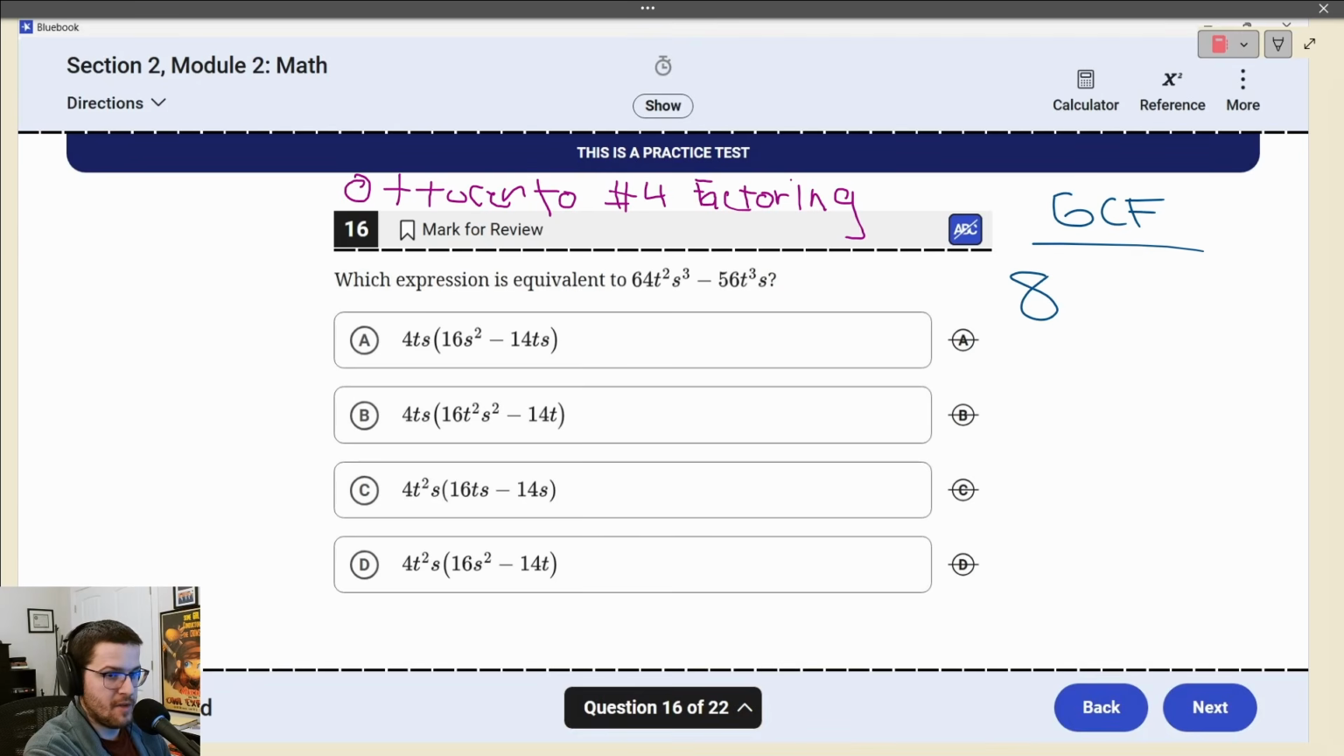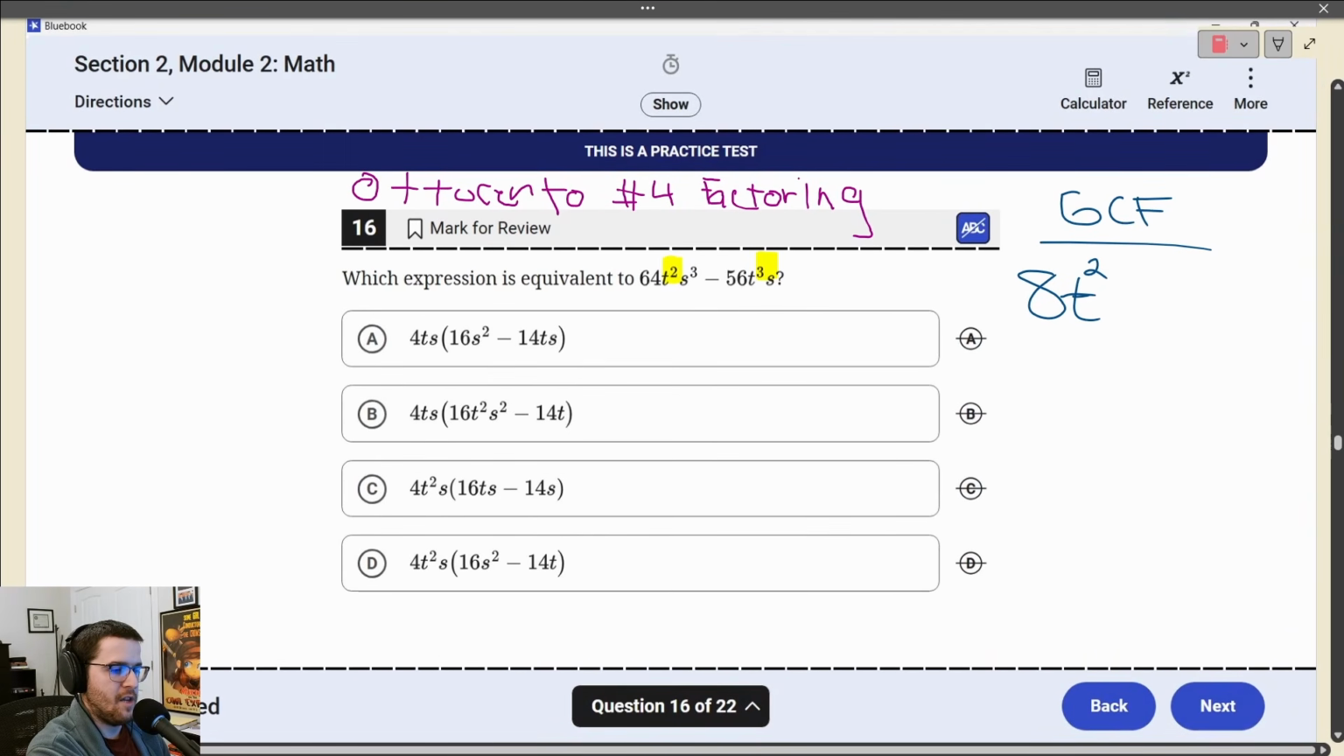Make sure they both show up, that it's common. And then if they both show up, you want to see the least amount of times it shows up. So t shows up twice and 3 times. So we're going to pull out the least amount of that. So 2, 8t squared.